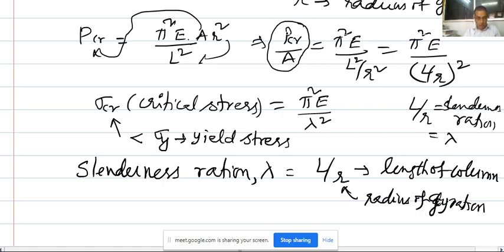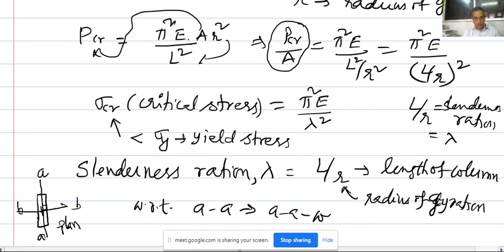That means, let us say I take a column with a cross section something like this, just like a scale, a meter scale. Any cross section will have a reference axis, right. Let us say this is axis A and another axis is your B. Now, I am drawing a plan cross section, okay. If I apply an axial load P at the centroid, it is going to buckle with reference to the AA axis only, because the AA axis is your weak axis. With respect to that axis, it has got the least moment of inertia, right.